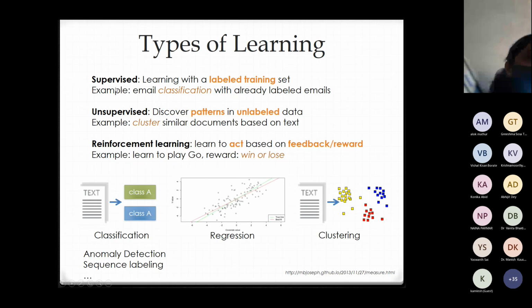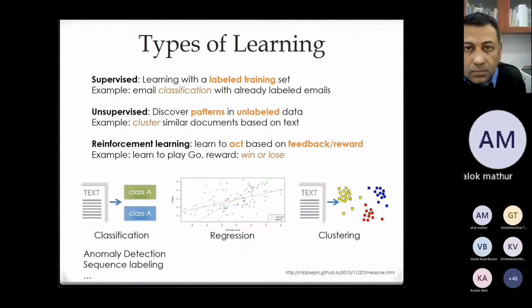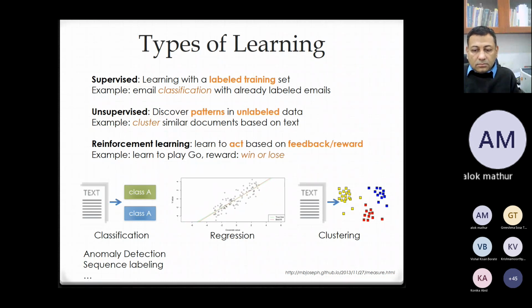So we try to do different kinds of learning. There are three types of learning we can provide. The first one we call supervised learning: learning with a labeled training set, where we assign labels to the data in a proper manner, for example, an ID. An example is email classification with already labeled emails, because emails always come in a proper scheme.